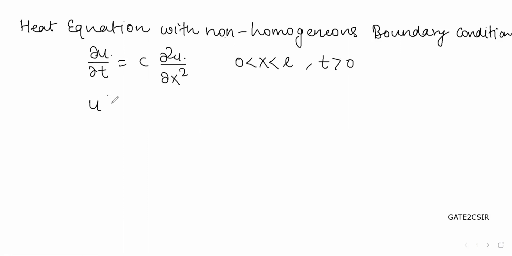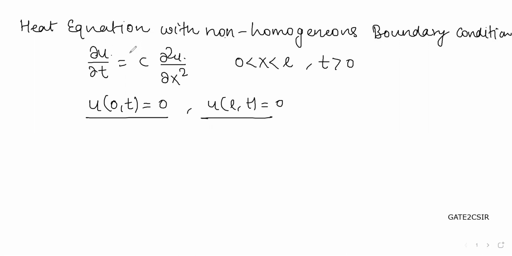You already know that in the standard heat equation, we generally take u(0,t) to be 0 and u(L,t) equal to 0. This is what we have seen, because in our previous video I discussed that the heat flow at the ends, at the boundary, is always 0. That's what we have considered.